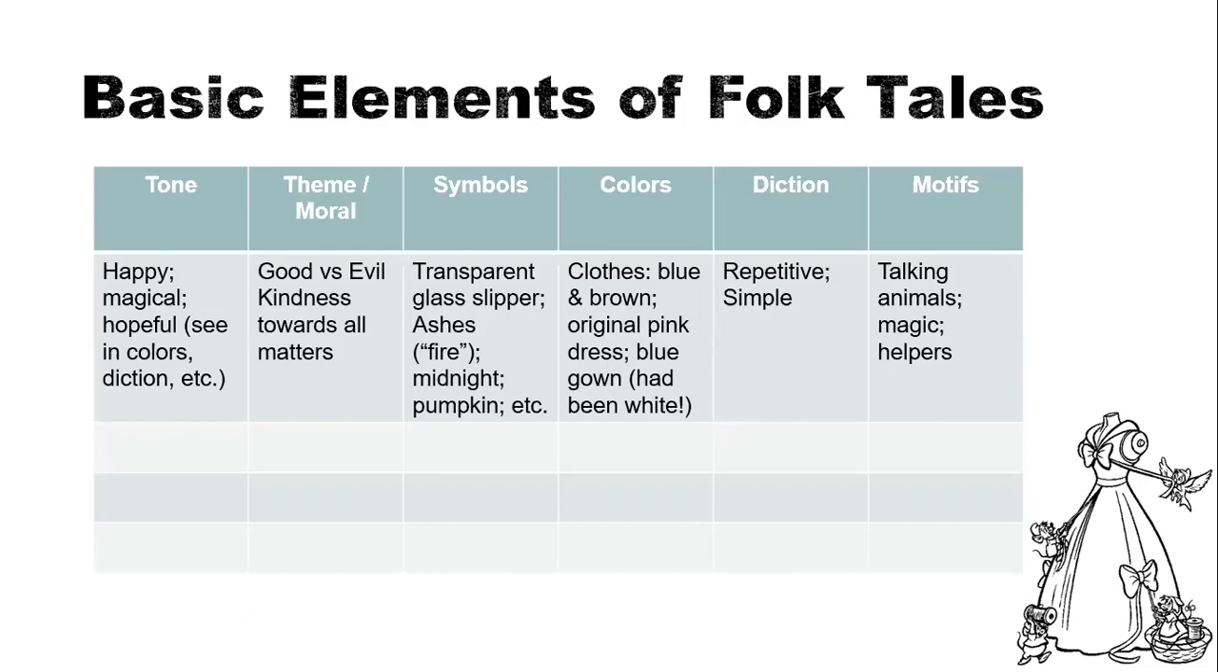Most of the clothes are blue and brown. Blue is a royal color in most of Western cultures. Originally, it was a pink dress. So the pink dress, really the girly, right? But it's a mixture of white and red. And this is the interesting thing. White is a color of innocence. Red is the color of blood.